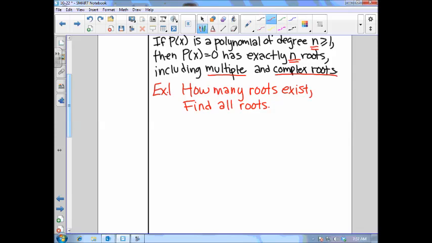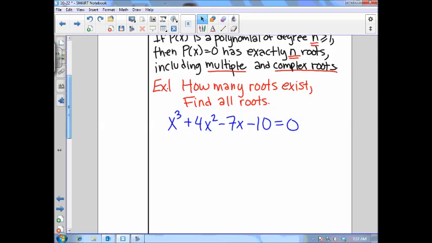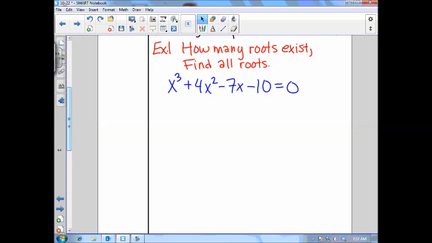Our first polynomial is x cubed plus 4x squared minus 7x minus 10 equals 0. Now, why does it have an equal 0 on the end if we're asked to find roots? Because roots and zeros are the same thing. And roots and zeros are located where on the graph?